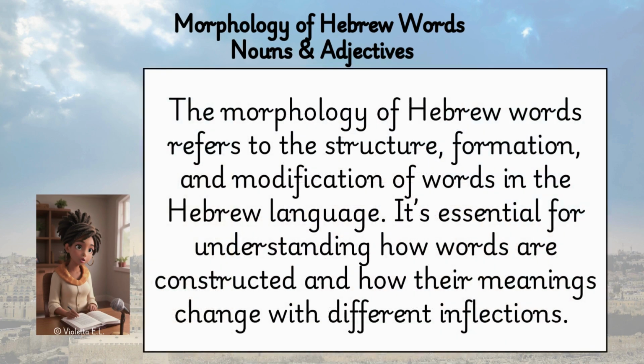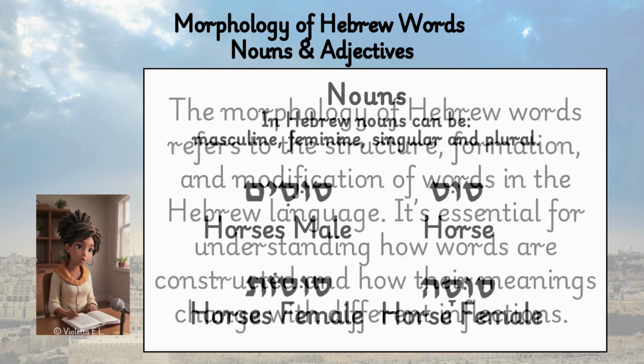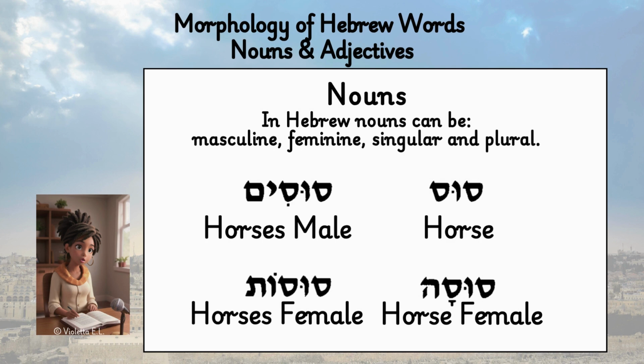The morphology of Hebrew words refers to the structure, formation, and modification of words in the Hebrew language. It's essential for understanding how words are constructed and how their meanings change with different inflections. In Hebrew, nouns can be masculine, feminine, singular, and plural.